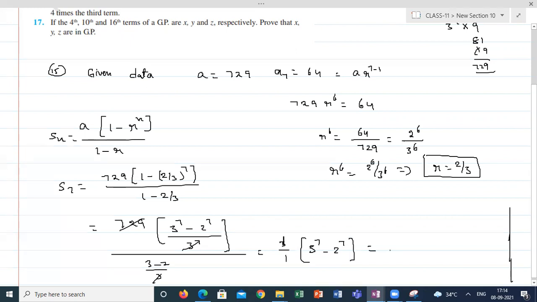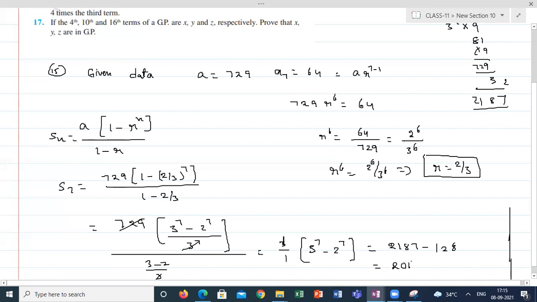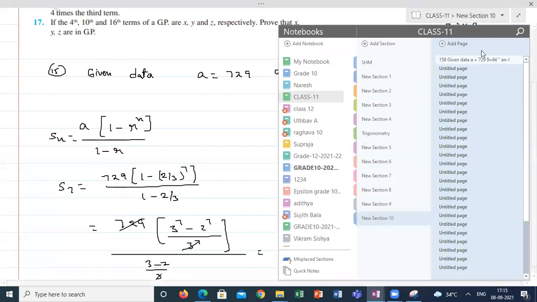So what is the answer? 3 power 7 is 2187. 2187 minus 2 power 7, which is 128. Final answer is 2059. Is it clear? Moving to the next question.